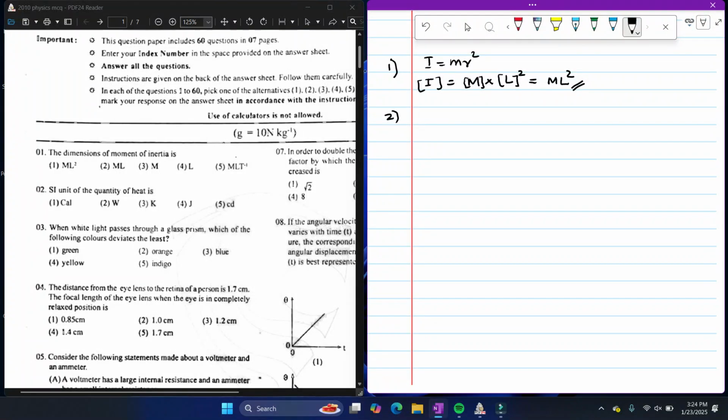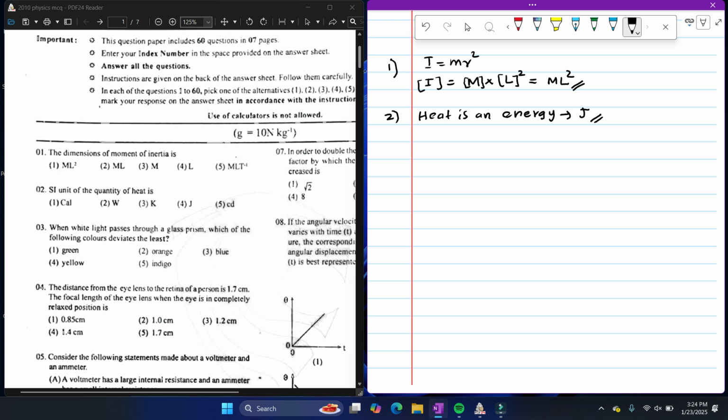Question number 2. SI unit of the quantity of heat. We know that heat is an energy, so the unit is joules. Since heat is an energy, we measure it in joules. The answer for question number 2 is number 4.